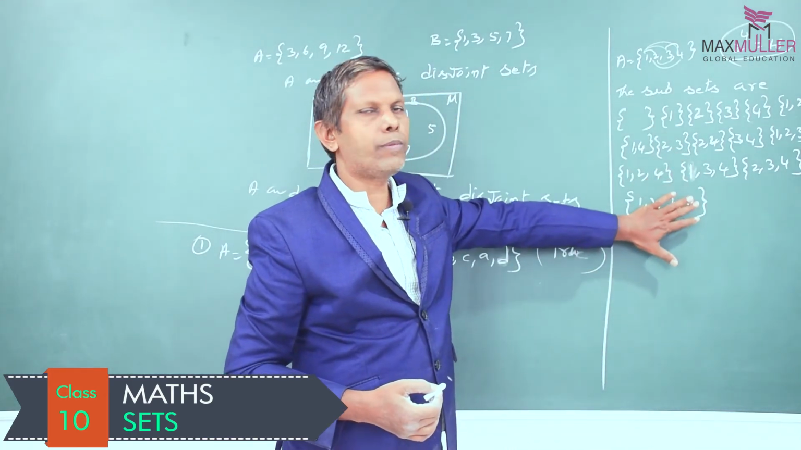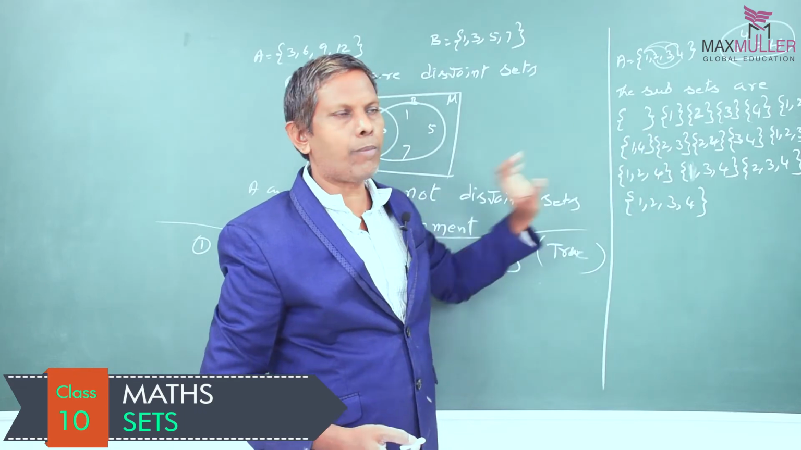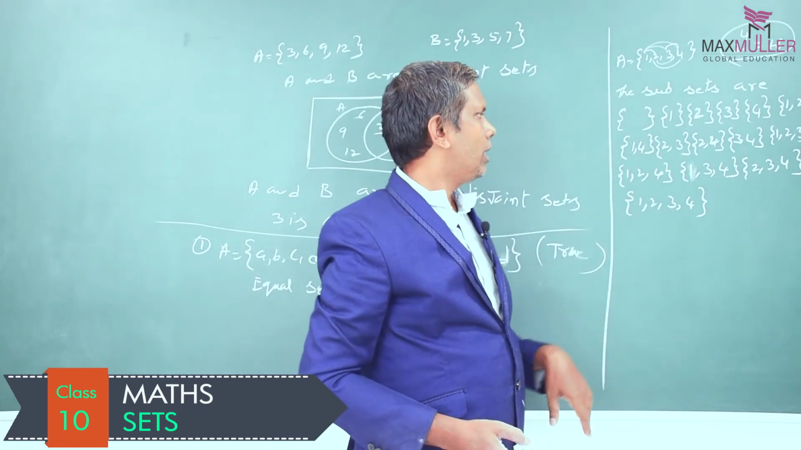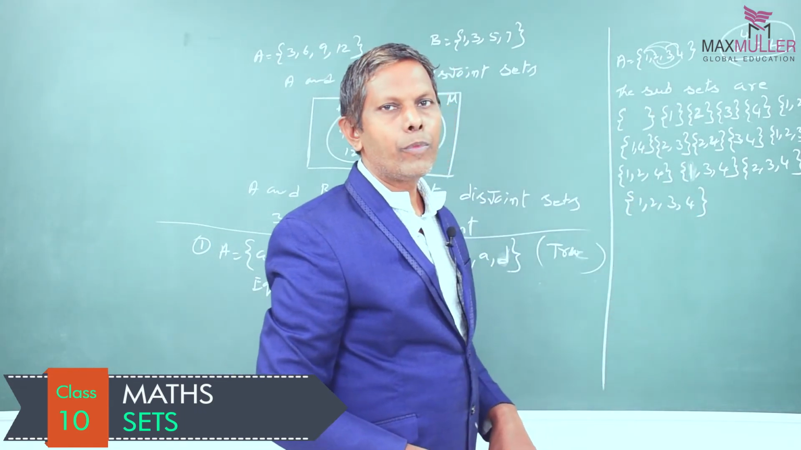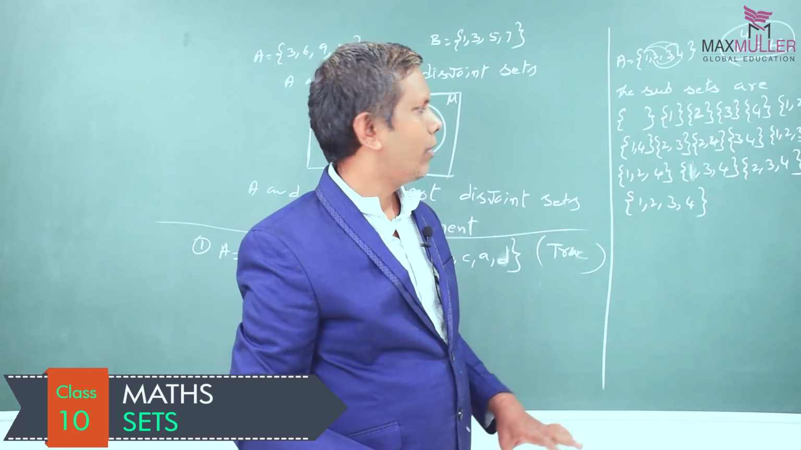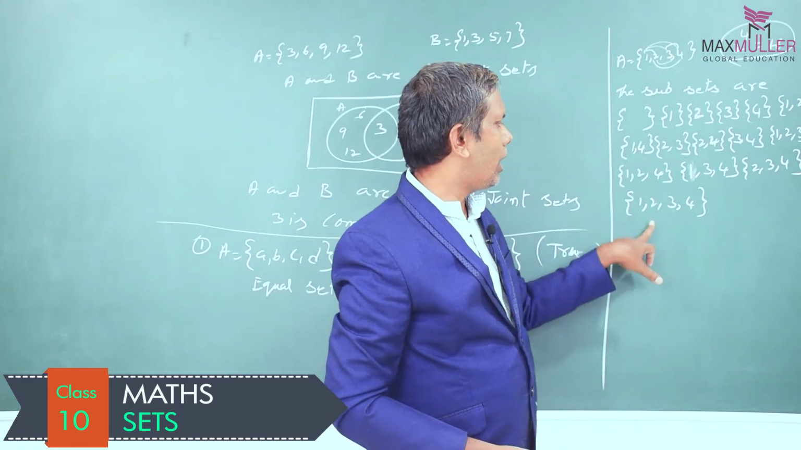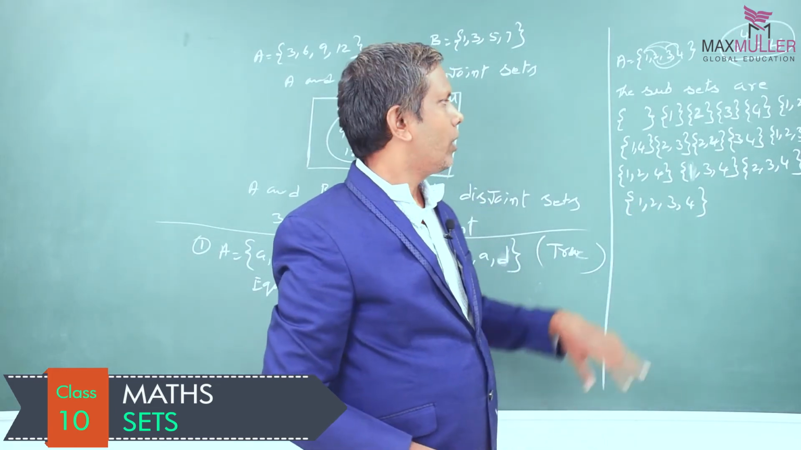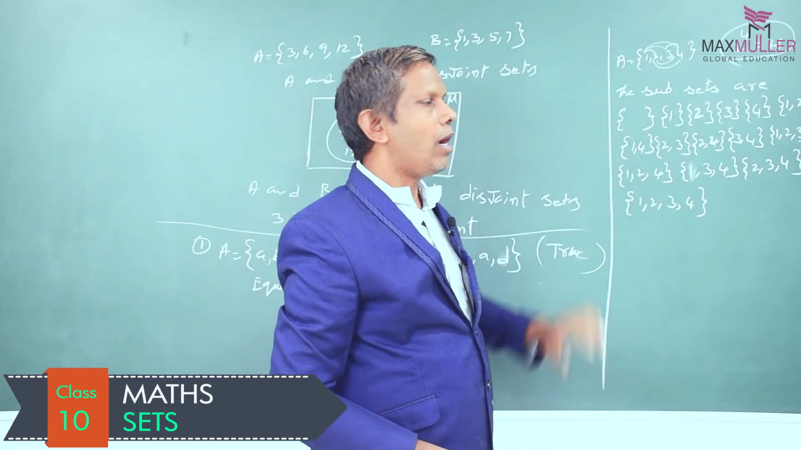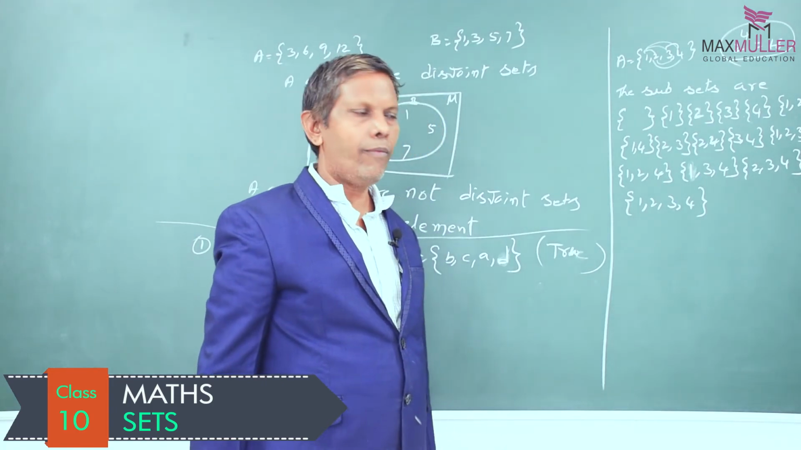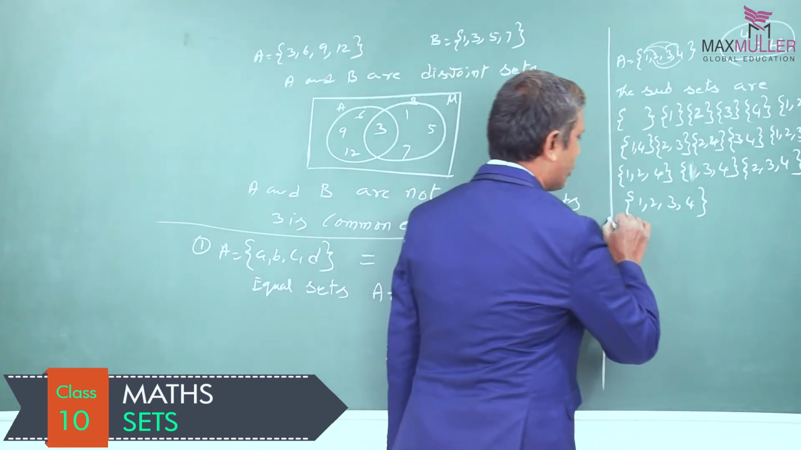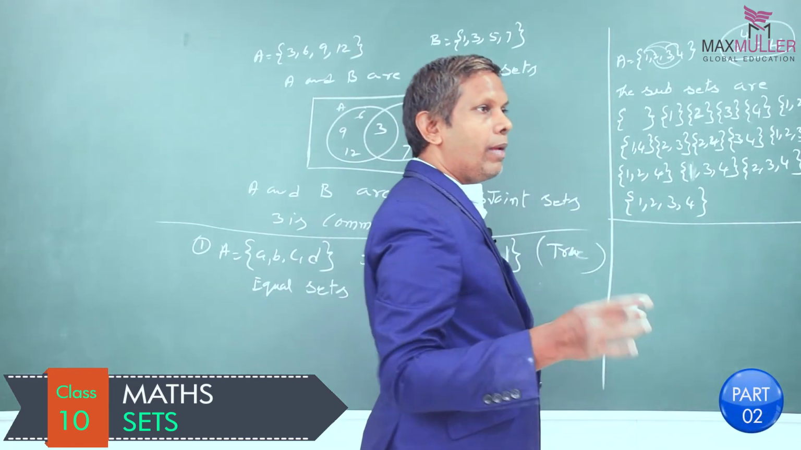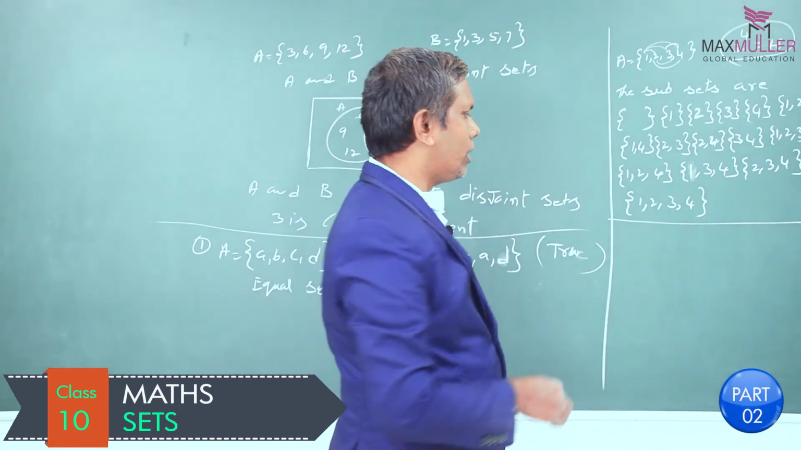These are all the possible subsets of the set A. Empty set and the set itself are common. The empty set and the set itself are common subsets for every set.